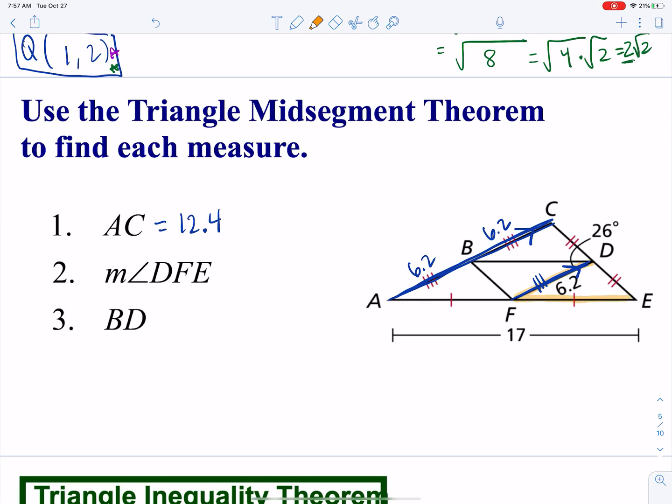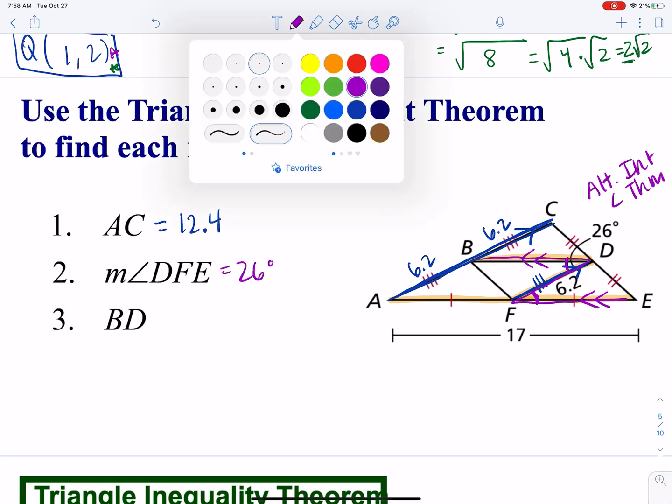The measure of angle DFE is here. That's using side AE and its midsegment BD. Those are parallel sides. So notice the Z shape formed here. The measure of angle DFE would be the same as BDF. We're using the alternate interior angle theorem. So it would have a measure of 26 degrees.